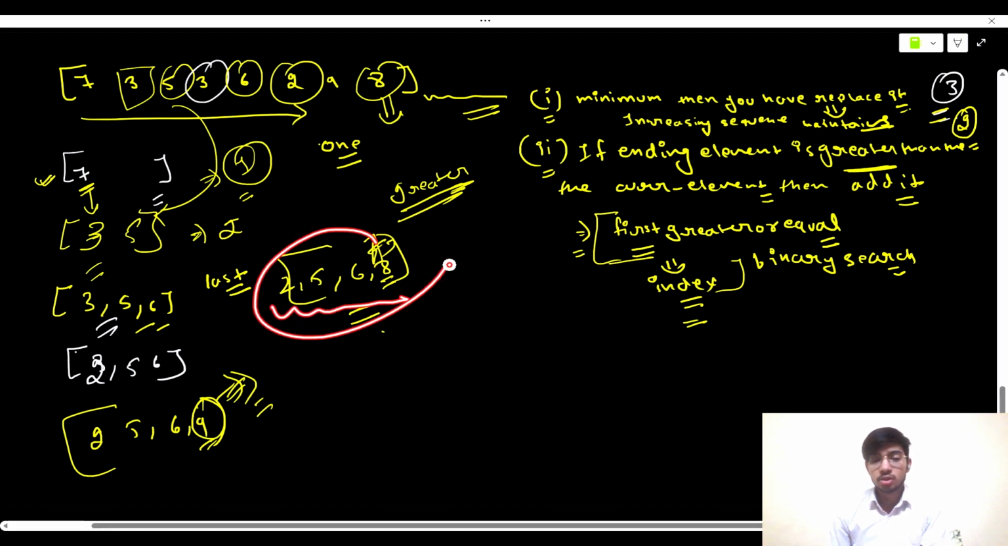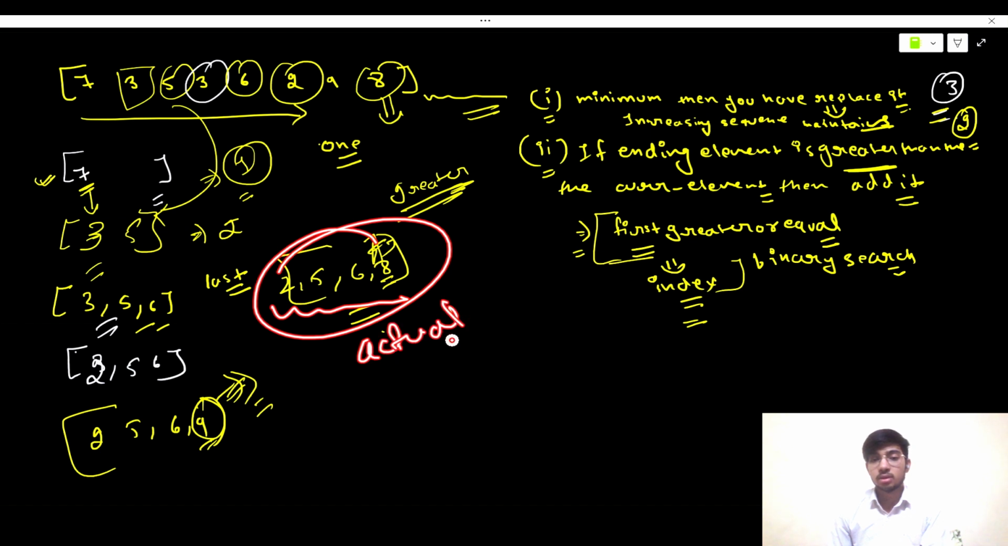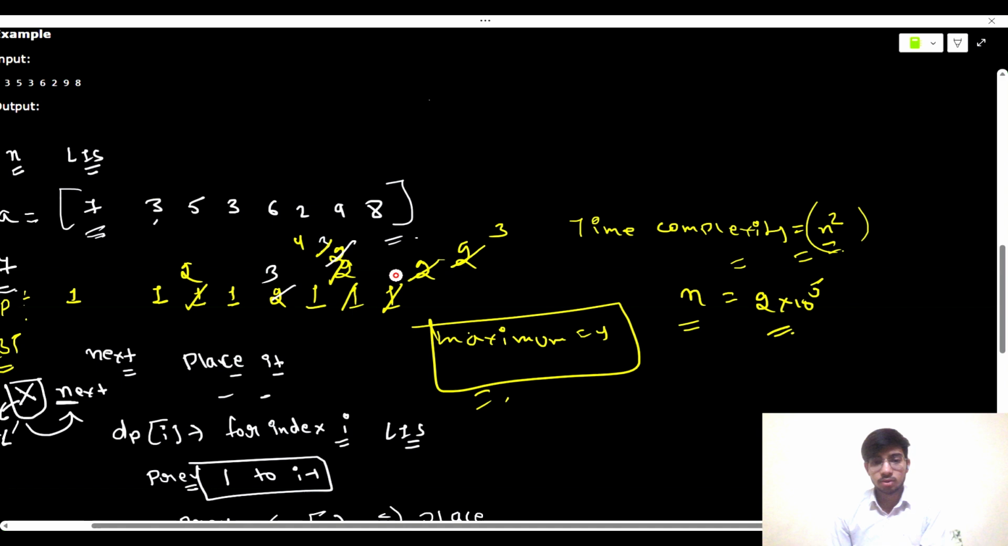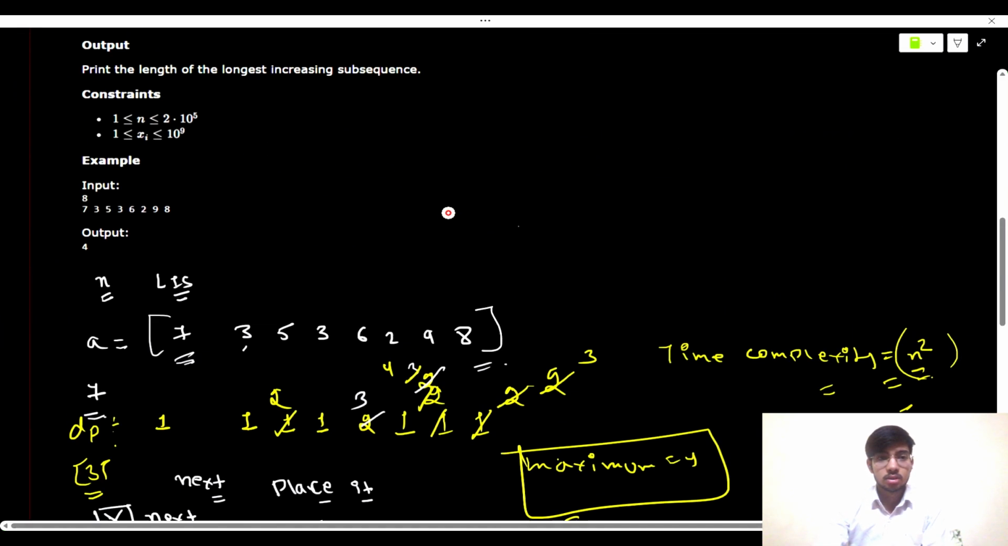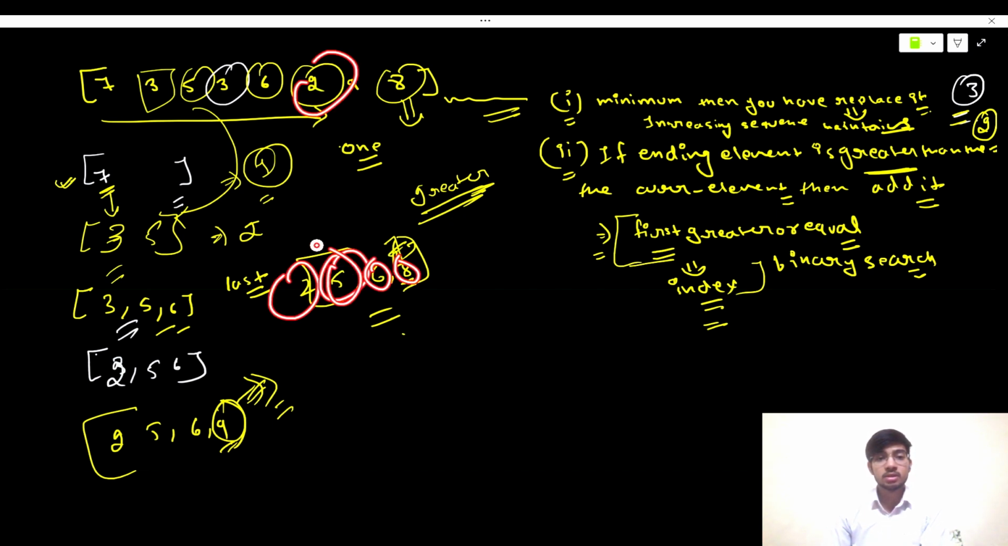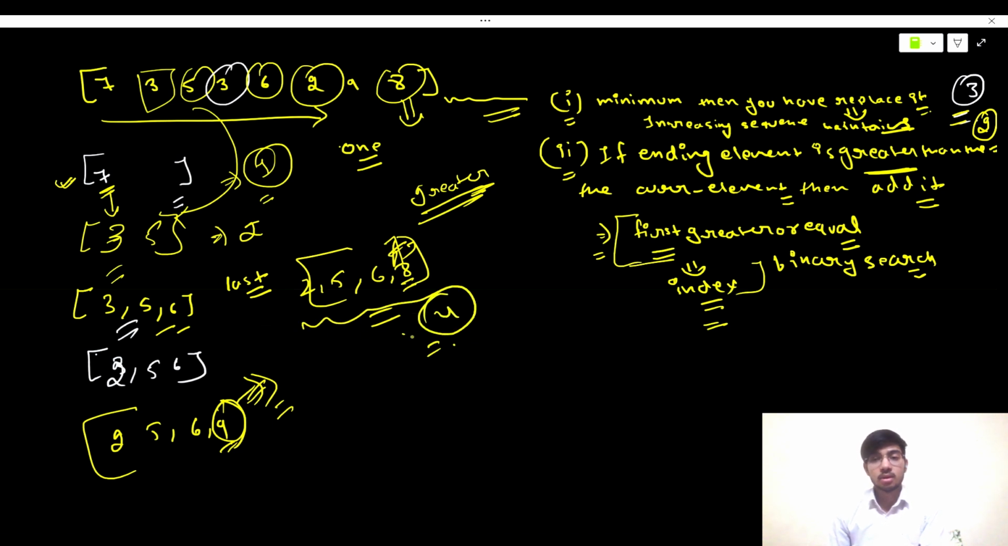Now you notice that this is not the actual LIS, because 2 comes up later. We saw that an increasing subsequence is one which maintains the order. So this doesn't maintain the order. 5 comes first, 2 comes later, but in the sequence, 2 comes first, 5 comes later. So this gives you the size, not the actual subsequence. Whatever the size of this array, this is our answer. That is 4, right.